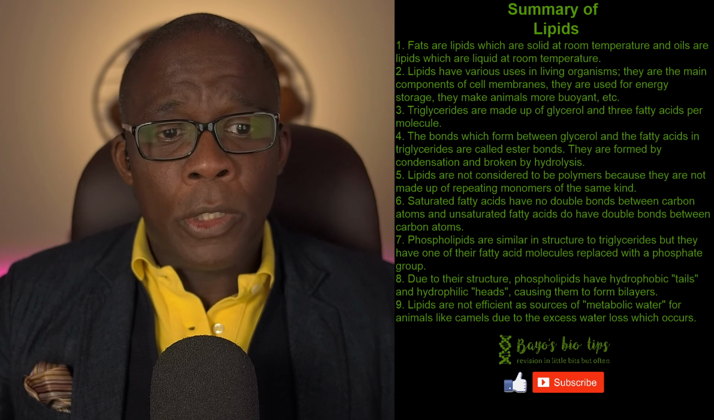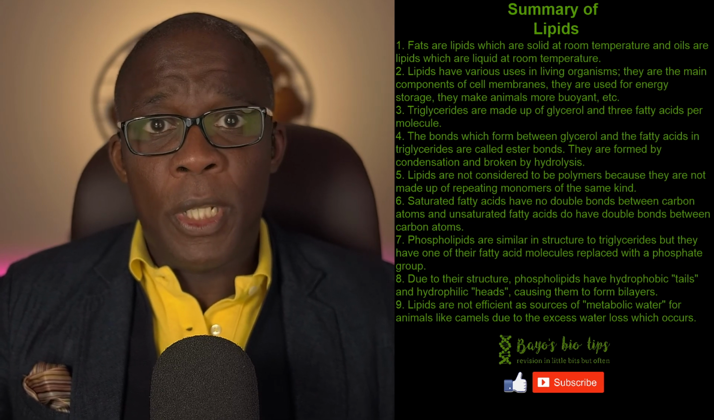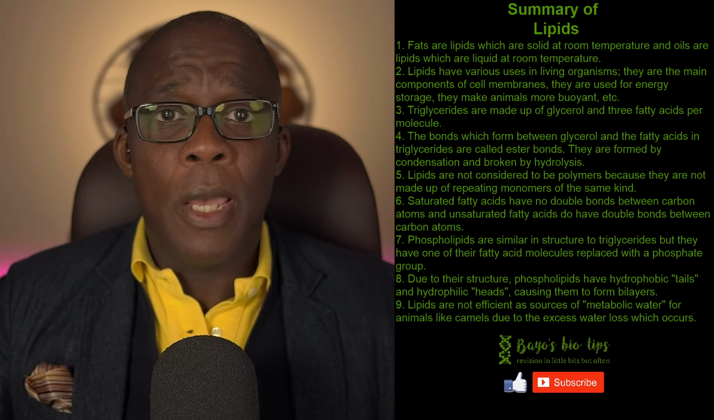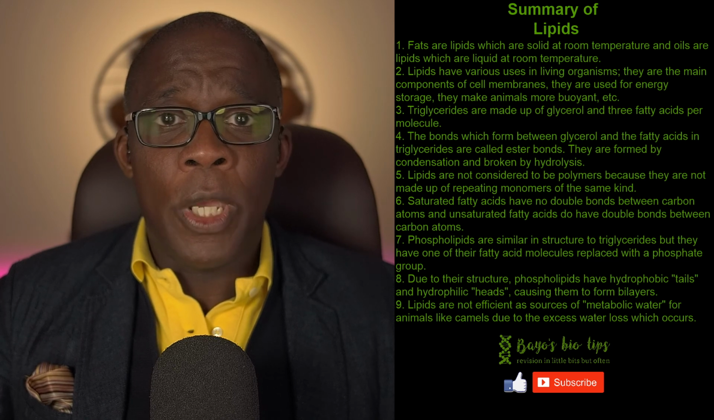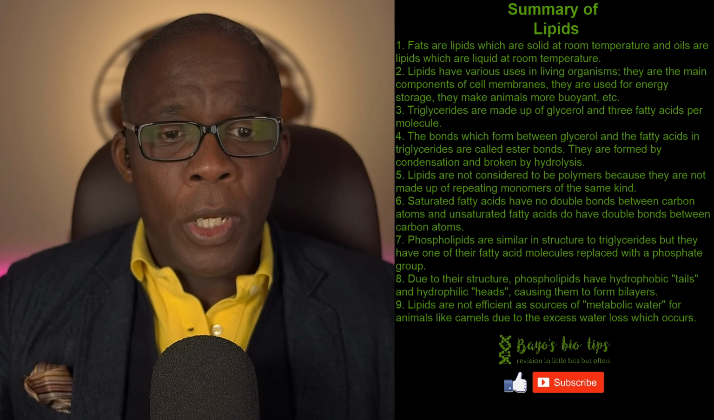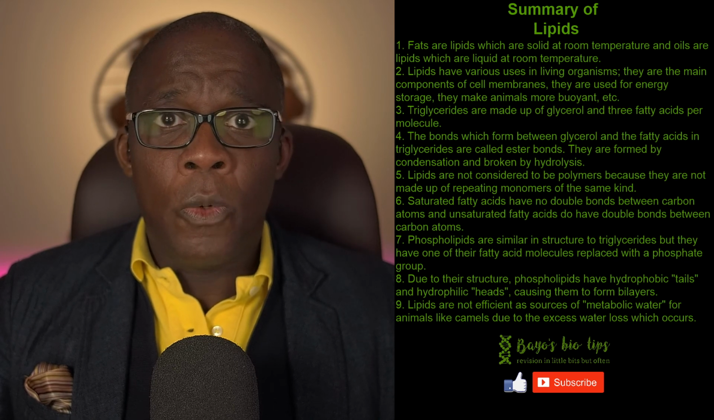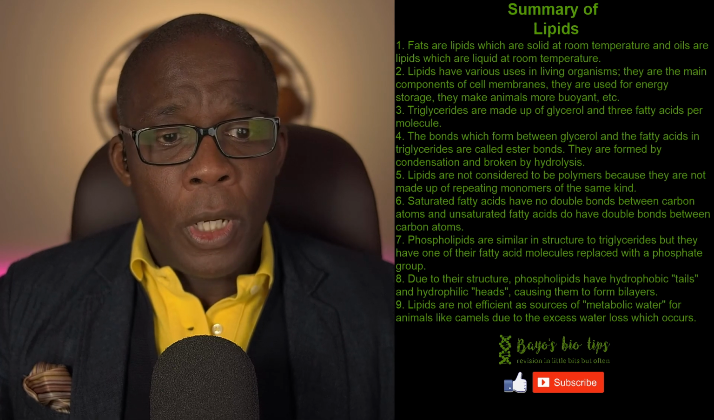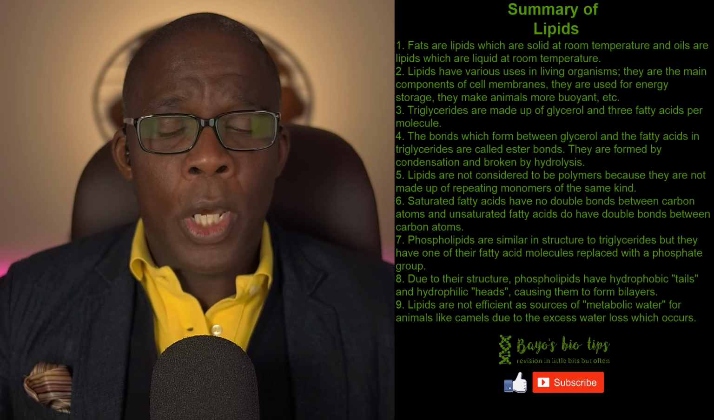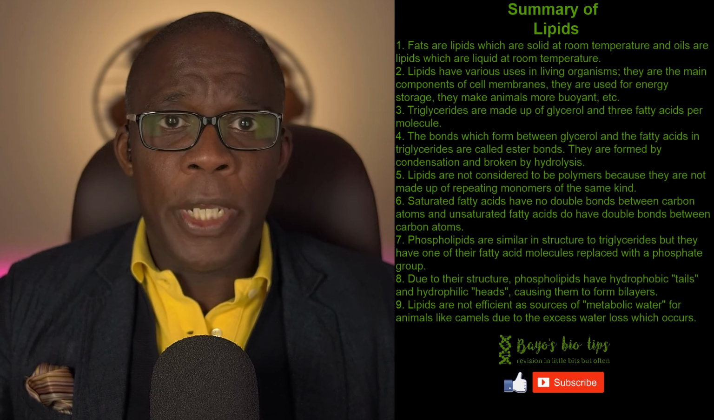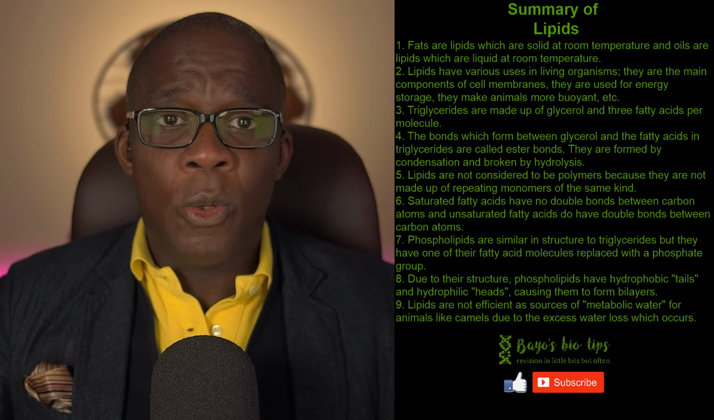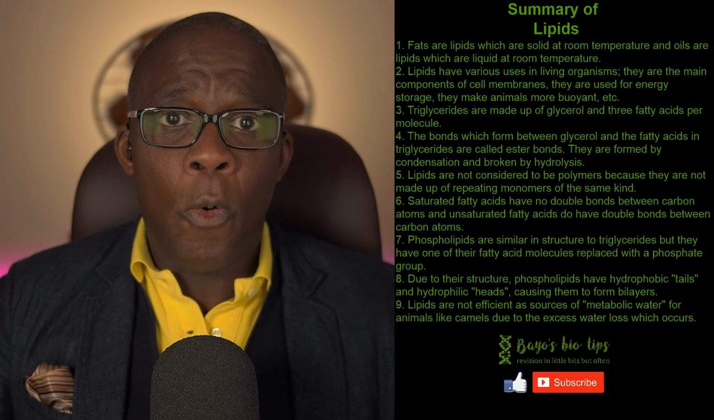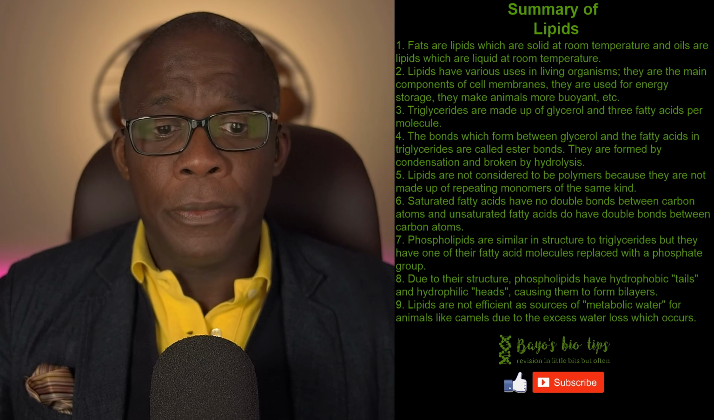We then talked about phospholipids being similar in structure to triglycerides, except basically one of the fatty acids is replaced with a phosphate group. It's phospholipids which form the main component of cell membranes. And it is due to their structure having hydrophobic tails and hydrophilic heads, which cause them to line up in things called bilayers, and that's why they form the main components of membranes.